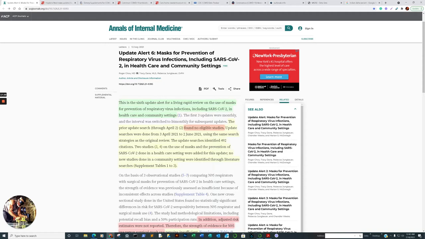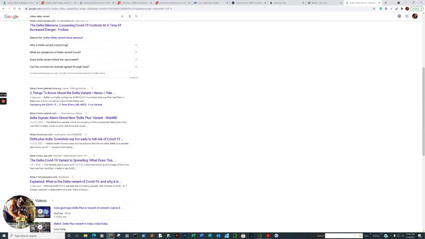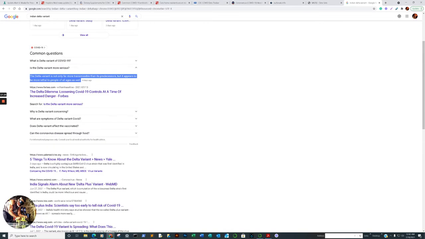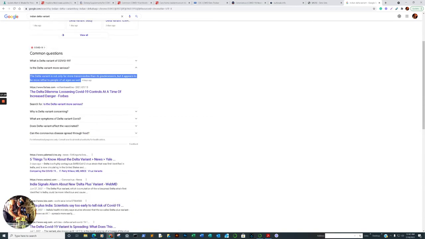Henceforth, from the Annals of Internal Medicine, is that really any less valid than people claiming that the Delta variant can be more lethal? When the data in the areas where the Delta variant, the Indian Delta variant, is almost 100%, doesn't seem to have the observational data to support these claims. It's kind of funny because you think about it. If you look at fake news, per se, then what happens if the people, well, I'm not going to say anything, but you know what I mean. Seriously, you know exactly what I mean.